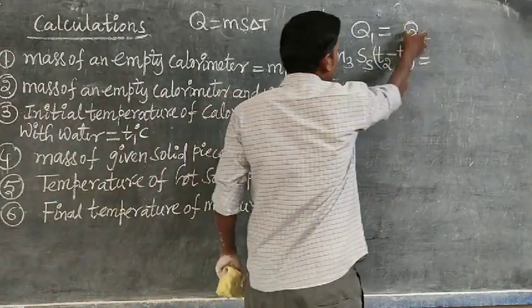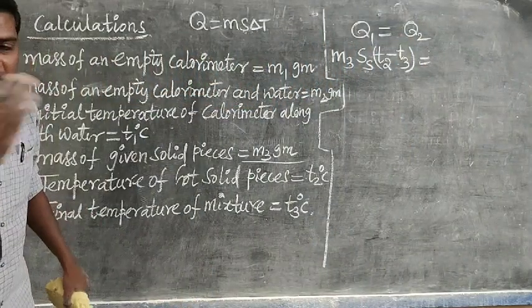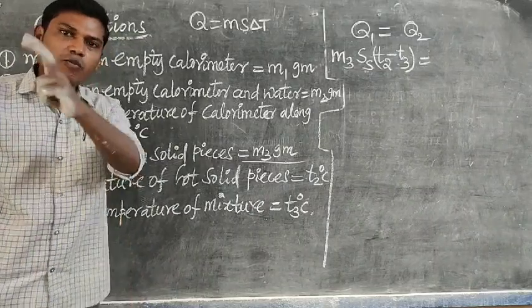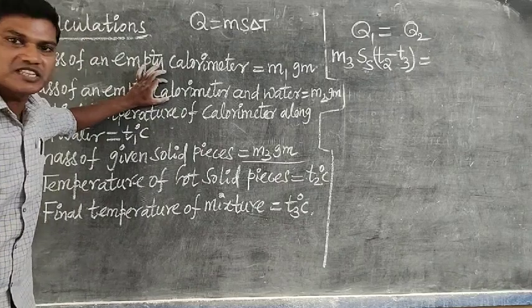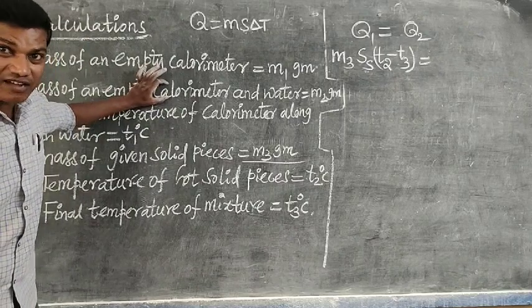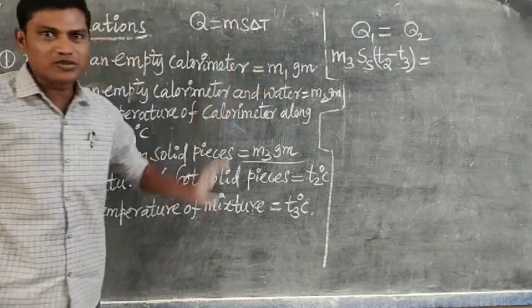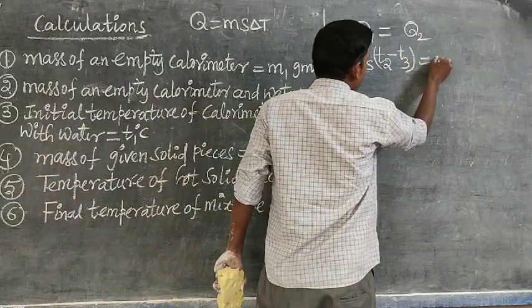Next one, Q2. Q2 represents which one? Heat energy gained by the cold body. Here, how many cold bodies are there? For us, two bodies are there. One is the calorimeter. Calorimeter is nothing but a copper vessel along with the stirrer. That is the meaning of calorimeter. And which other one is there? Water is also there. So now, what can we write in this one?